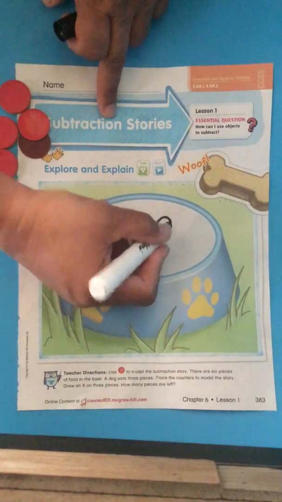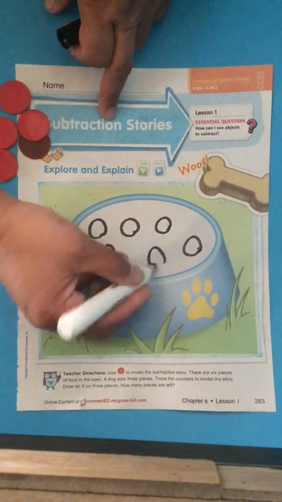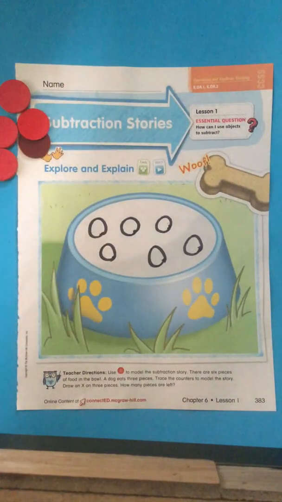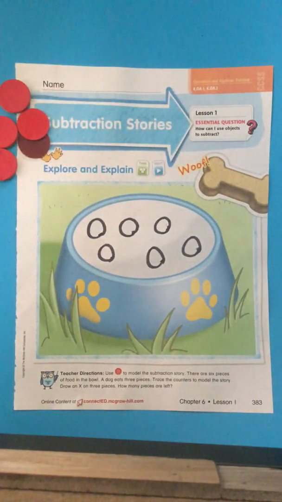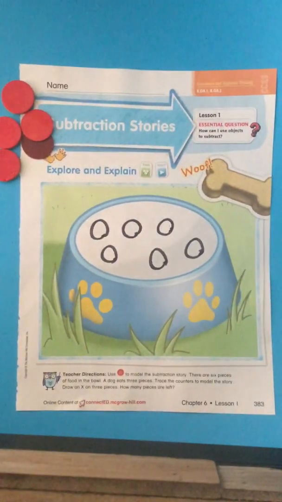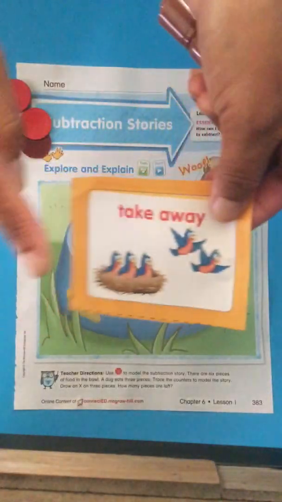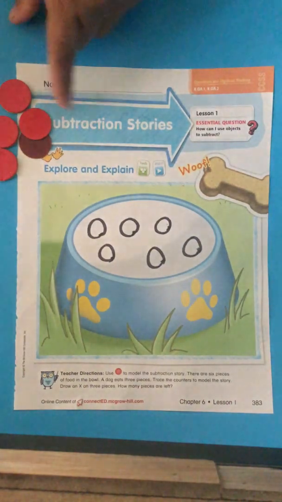I'm going to move my counters. And with your crayons at home, you can use crayons or whatever you have. 1, 2, 3, 4, 5, 6. This time, I'm going to make an X on the pieces the dog ate, okay? So there were 6 pieces of food in the dog bowl. The dog ate how many, boys and girls? Do you remember? That's right, 3 pieces. So guess what? We have to make an X. The X shows that we are taking some away. Take away. We're going to represent that with an X, okay?